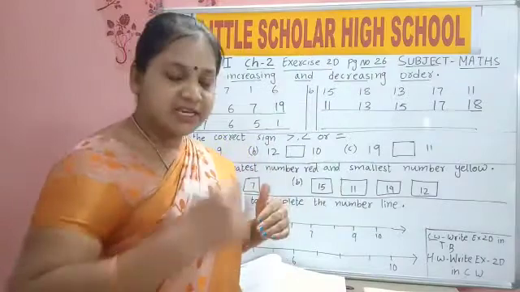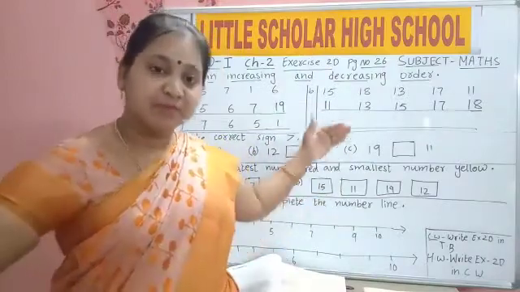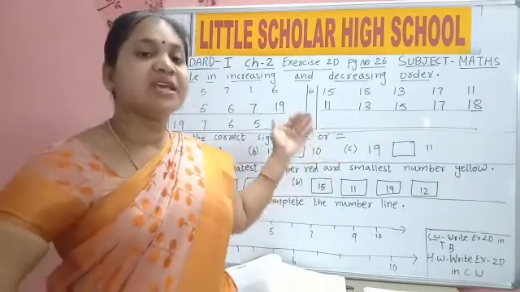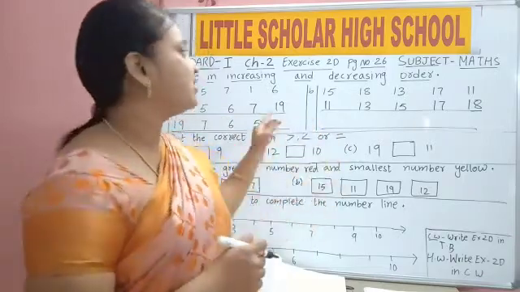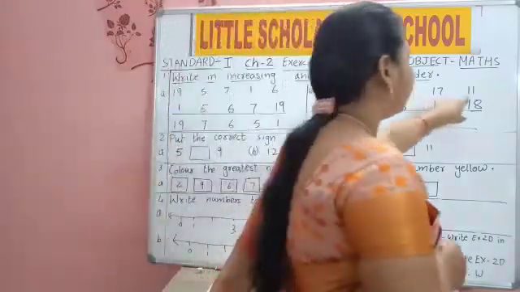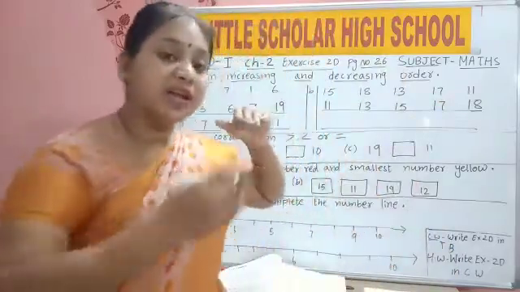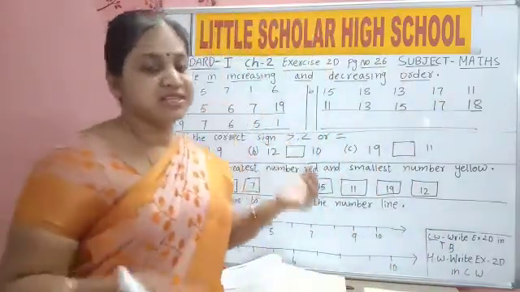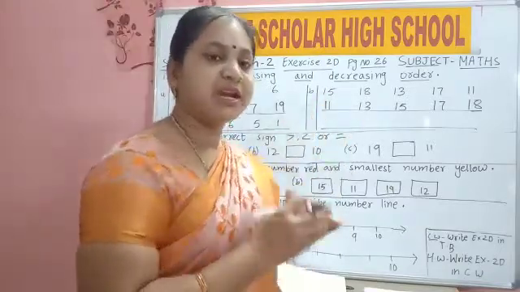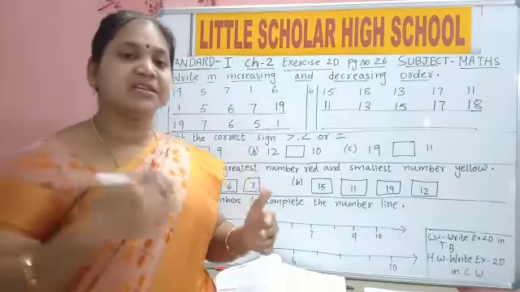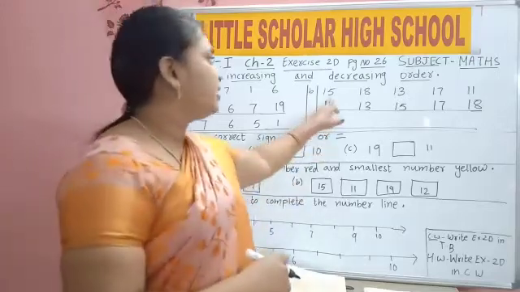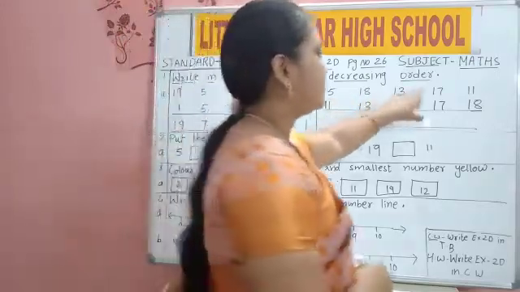Now we will write decreasing order. How will we decrease? From the big number we make it small. So decreasing order means greater number to smaller number. Which is the greater number: 15, 18, 13, 17, 11? The greater number is the one that comes last when you write the numbers. When you write 11 to 20, 20 is greater, then 19, then 18, then 17.